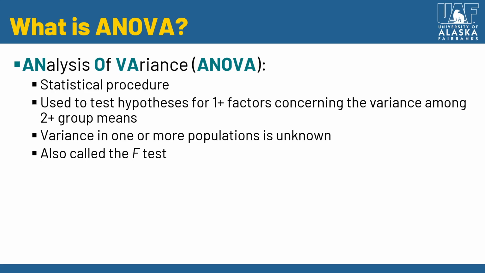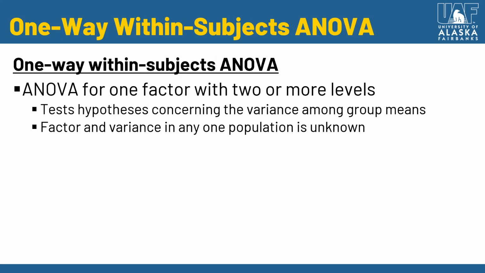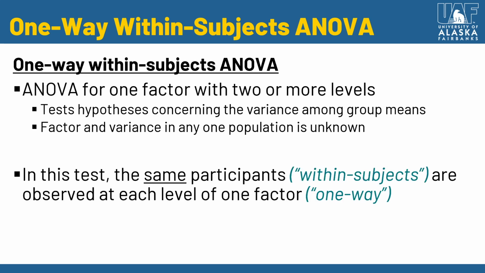I'll move quickly through some of this since this is review after the previous module. A reminder, we're talking about ANOVA, also referred to as an F-test because that's the primary statistic we'll use to inform our final decision. For within subjects ANOVA, it's pretty much the same as last week. We're looking at one factor, two or more levels, same general hypotheses and premises, except here we're looking at the same participants and observing them at each level of the factor.